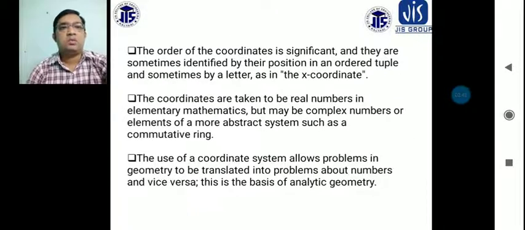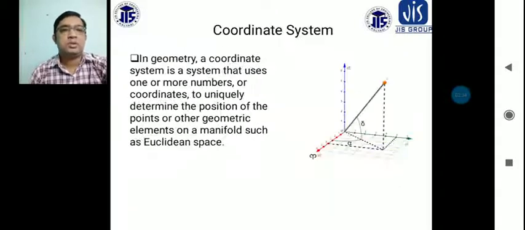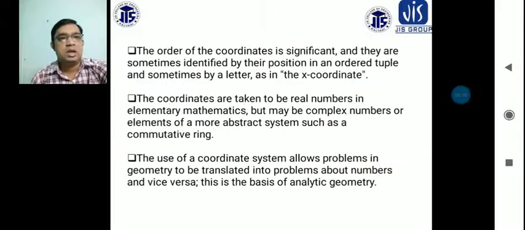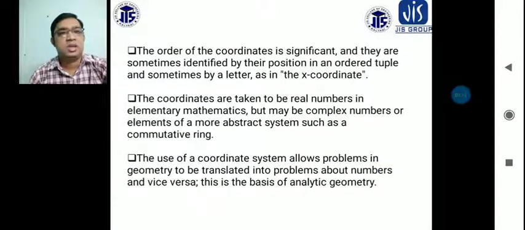The order of the coordinates is significant, and they are sometimes identified by their positions in an ordered tuple, and sometimes by a letter, as in the x coordinate. Here the horizontal component is considered the x component, and the vertical component is considered the y component. Similarly, in between the x and y components, you have to consider the z coordinate. The z-axis will also be here.